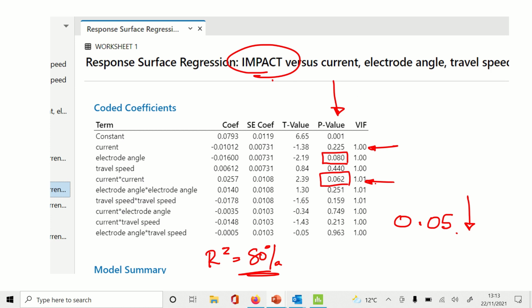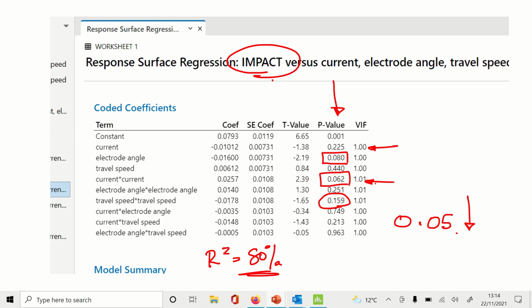So this potentially is quite a complicated situation. You've got electrode angle and the current interaction. The current squared, actually, it's a quadratic term, so we put current times current to denote that. So those 2 terms probably would be significant if you got the sample size up. This one here might go significant as well. It's difficult to know. I'm guessing a little bit here.